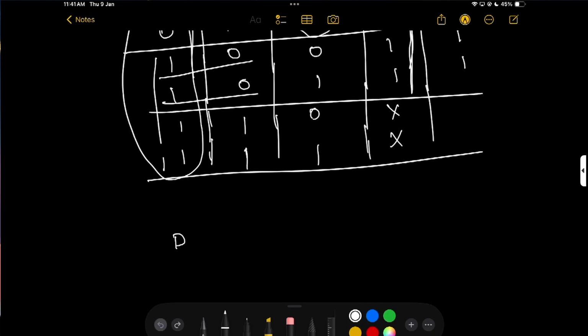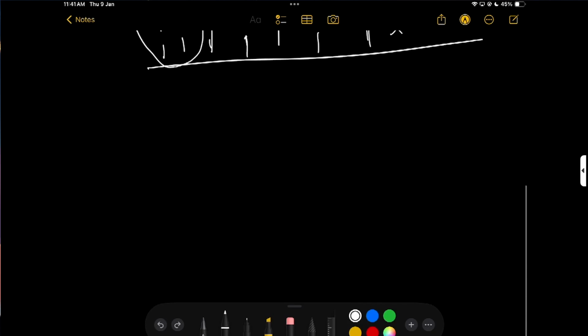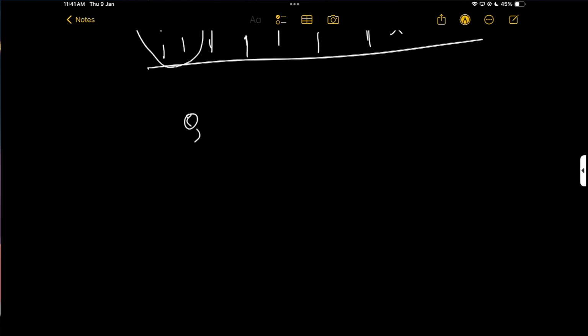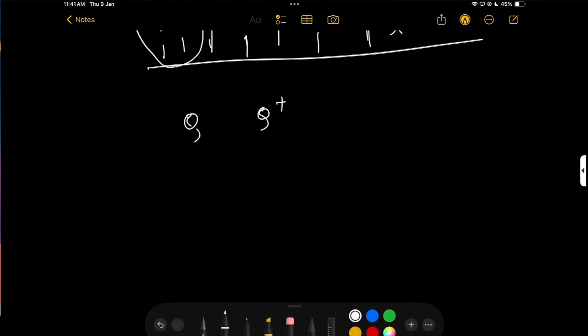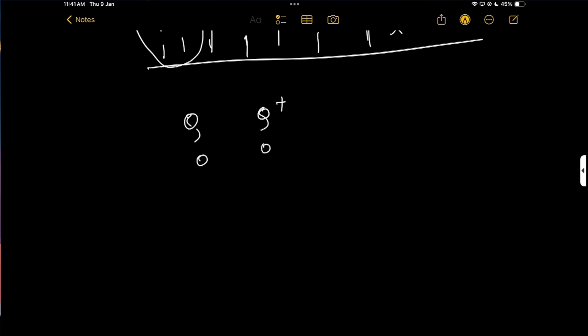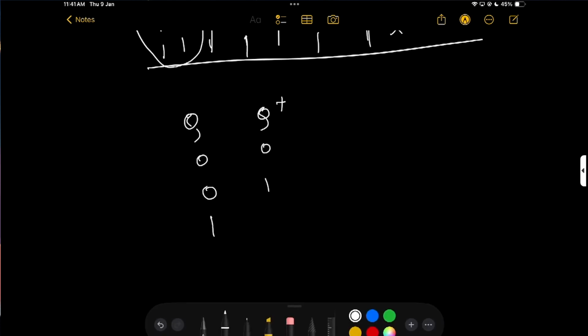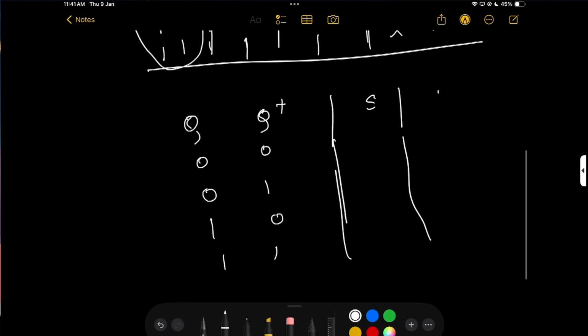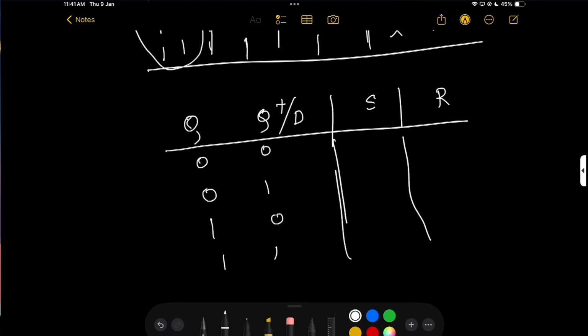Sorry, this is not like that. Basically I assume Q and Q plus. So Q goes 0 to 0, 0 to 1, 1 to 0, and 1 to 1. So what are my S and R? This is my D basically.